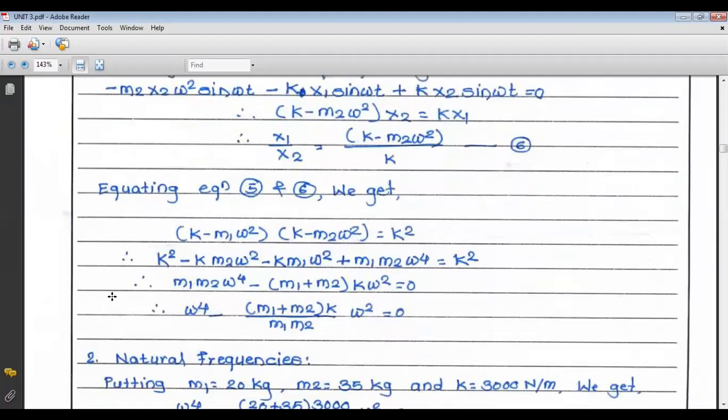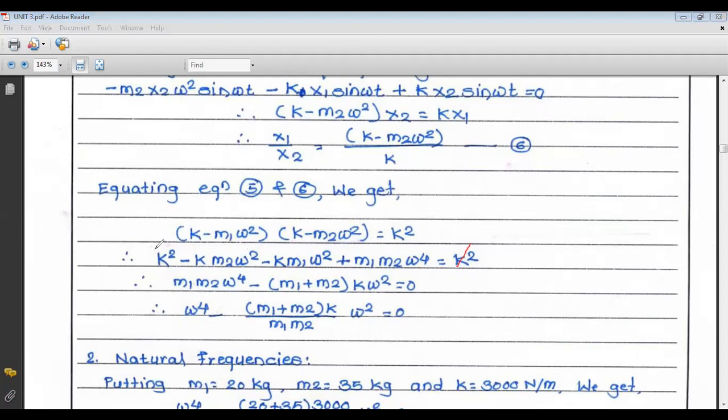So we get k square. Now k into k is k square, minus k into m2 omega square, so minus k m2 omega square. Again minus m1 omega square into k, so that becomes minus k m1 omega square. Plus, now minus m1 omega square into minus m2 omega square, minus minus plus, so plus m1 m2 omega raised to 4 is equal to k square.